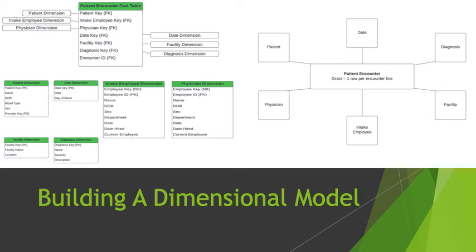Once the requirements are gathered, we can see that it becomes possible to build our dimensional models for each process that is required for clinical events. This demonstration is going to use patient encounters. We have our fact table and each of our fact dimensions, and then we have a star schema showing exactly how our data is going to be set up.